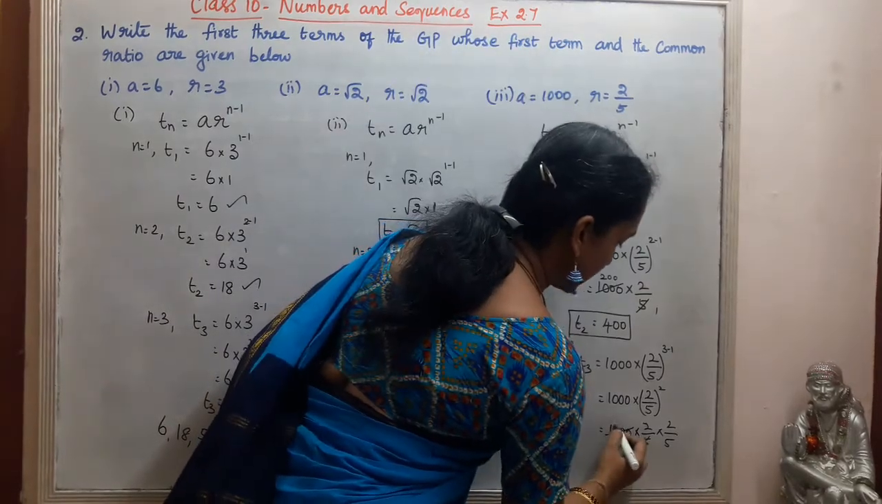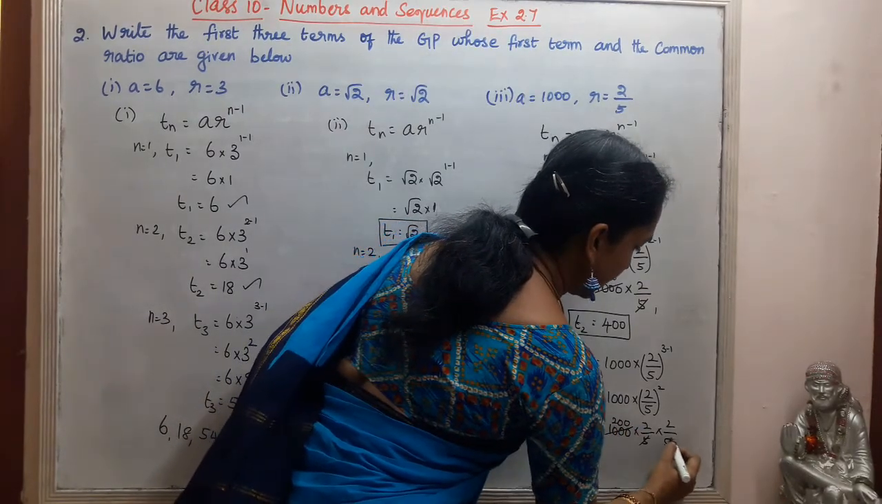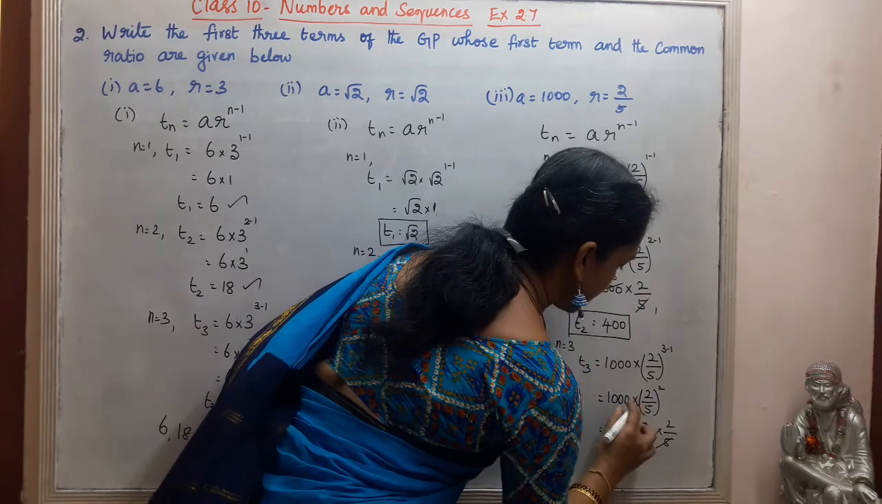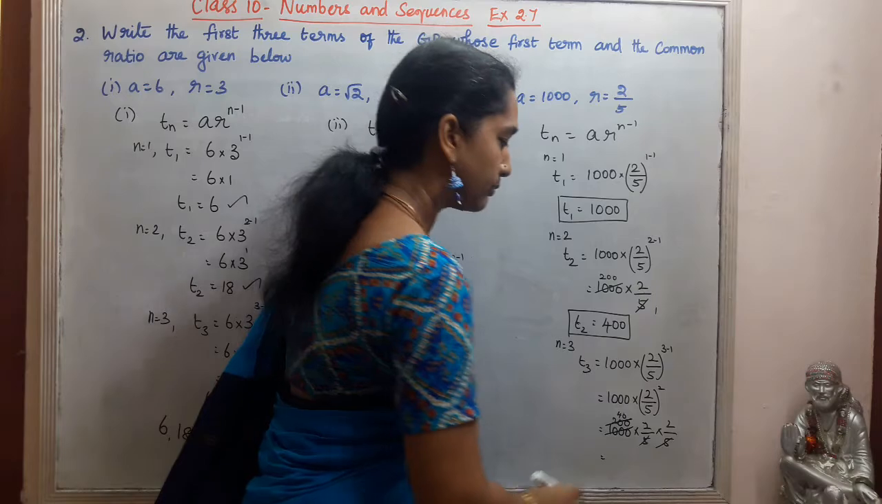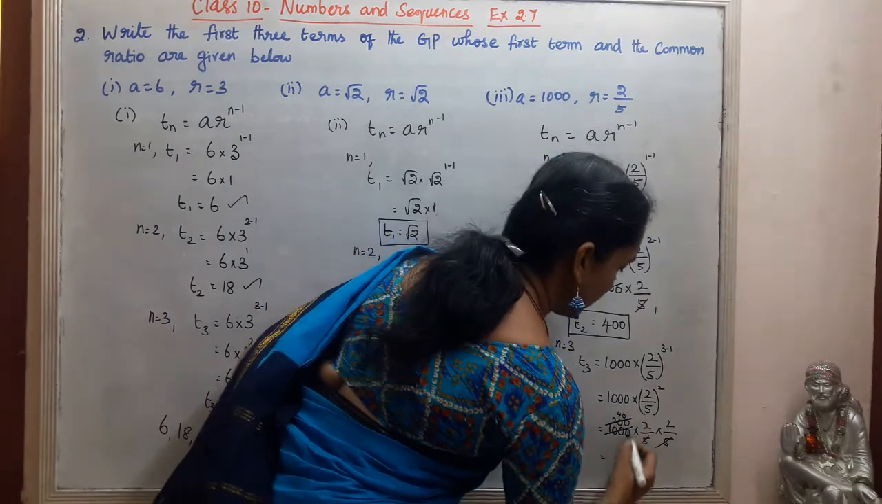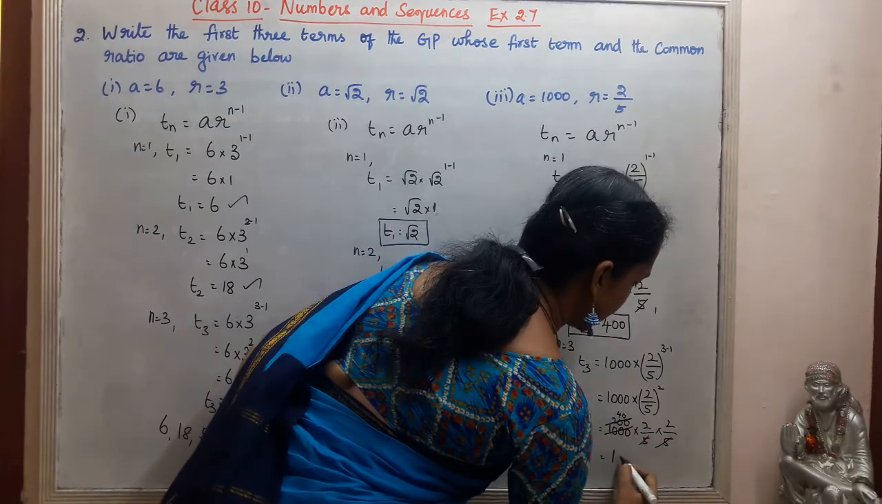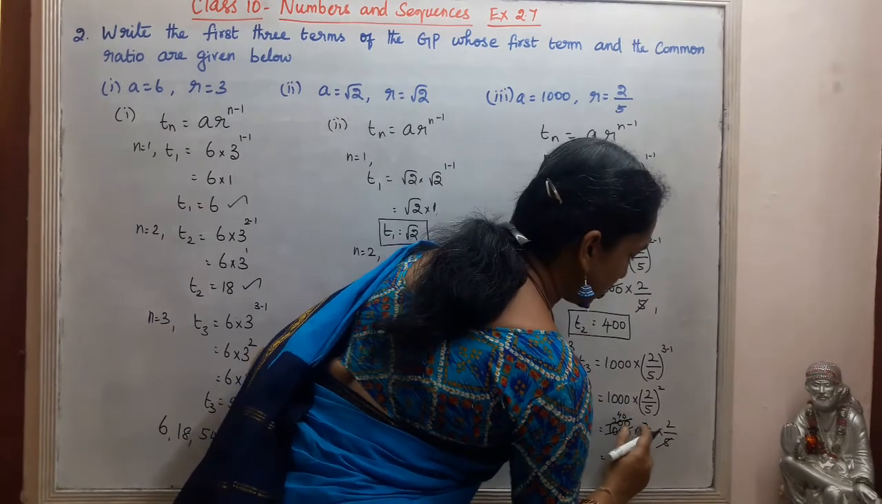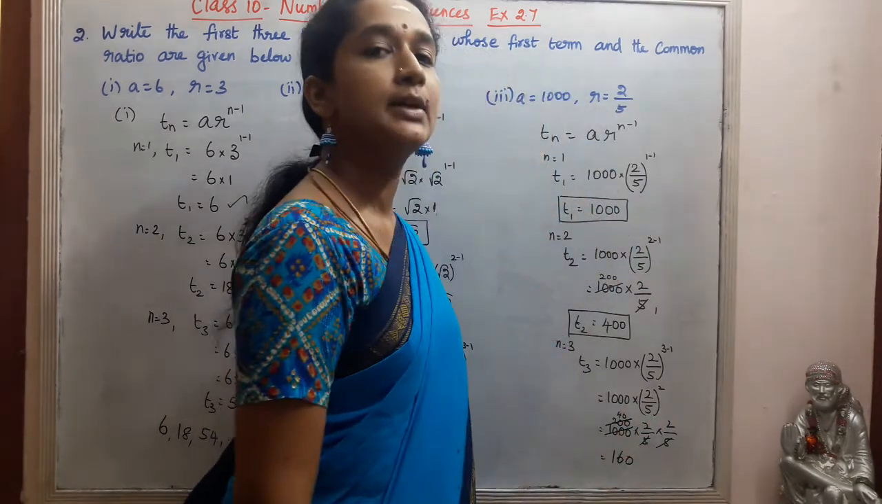So 5 2s are 10, 200 we will get. Then again 5 4s are 20, 40 we will get. So 40 into 2 into 2. So it will be 4 4s are 16, we will get 160. So 40 into 2 is 80, 80 into 2 is 160.